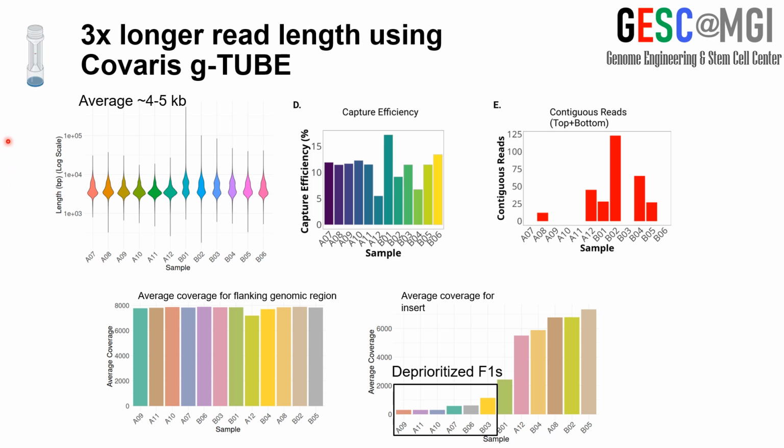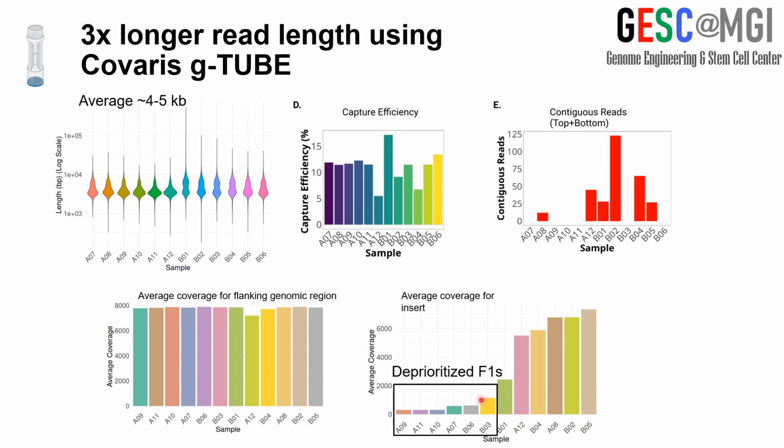For this example, we used the Covaris g-TUBE for fragmentation, and we multiplexed 12 samples. Looking at the mapped reads, we found that the average read length was 4 to 5 kb, and our average capture efficiency was about 10% across samples. We also looked at the FASTQ files and looked for long contiguous reads that went across the entire cassette into the homology arms and across the flanking genomic DNA. And we were looking for reads that essentially supported targeted knock-in, and across several of the samples, we found many reads that indeed supported that.